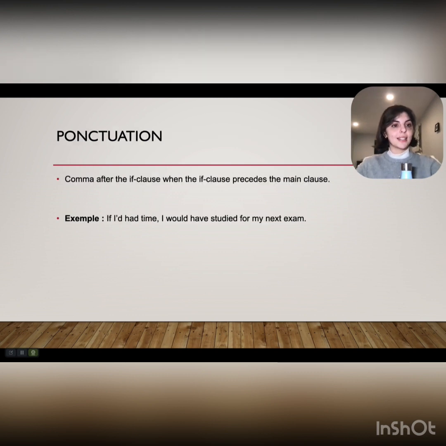Punctuating conditional sentences. Despite the complex nature of conditional sentences, punctuating them properly is really simple. Use a comma after the if clause when the if clause precedes the main clause. Example: if I'd had time, I would have studied for my next exam. If the main clause precedes the if clause, no punctuation is necessary. For example, I would have studied for my next exam if I'd had time.